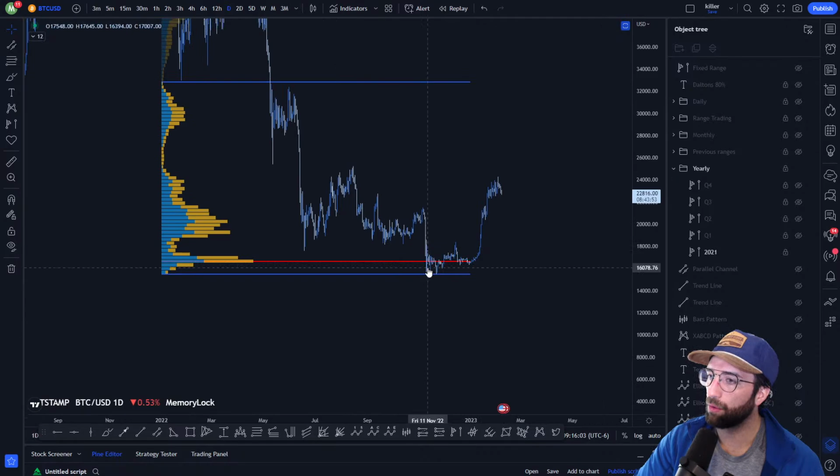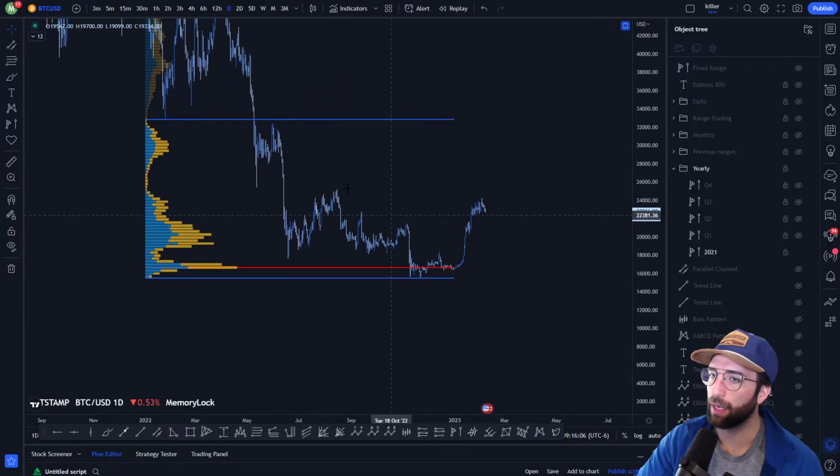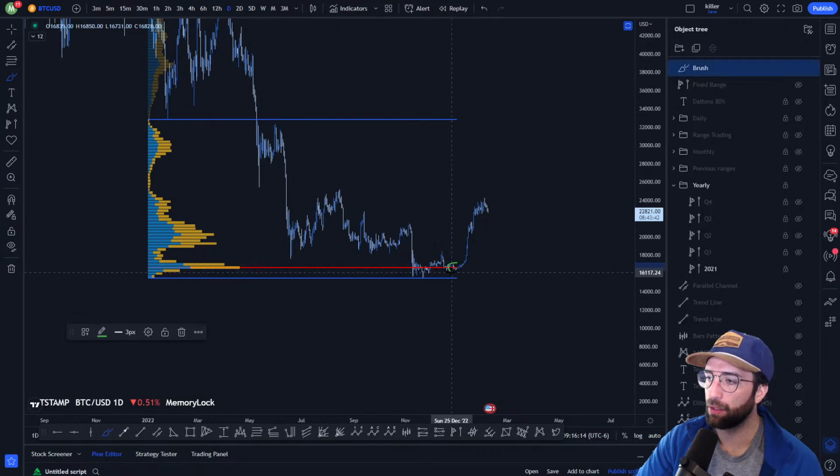So this can be really important for us, in knowing where all of the traders in 2022, the majority of them, the volume was done here. The majority of trading volume was done at this level. So we know that this is a really key level and it will be supported.